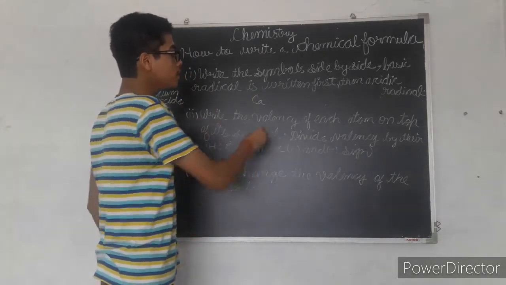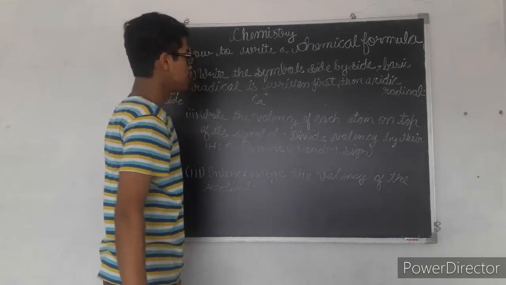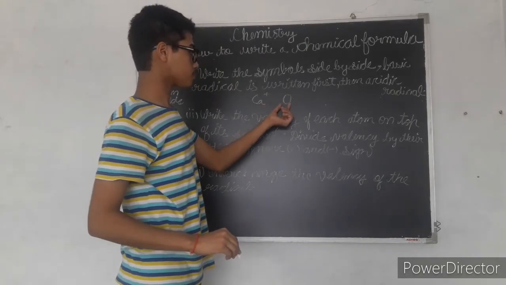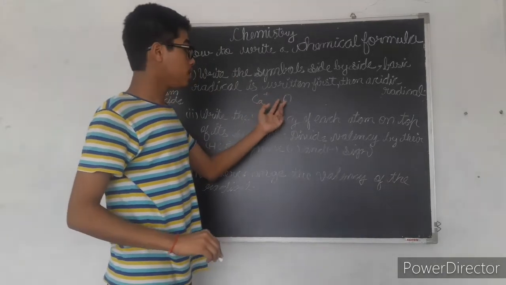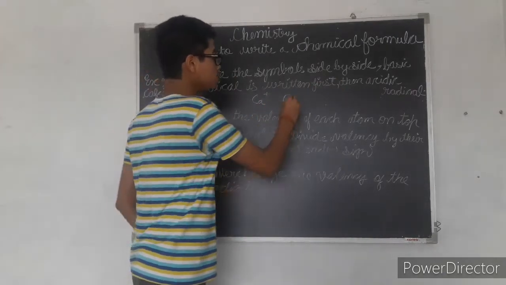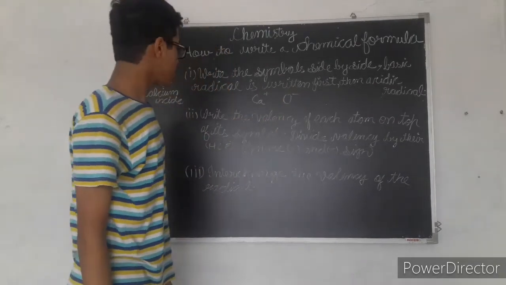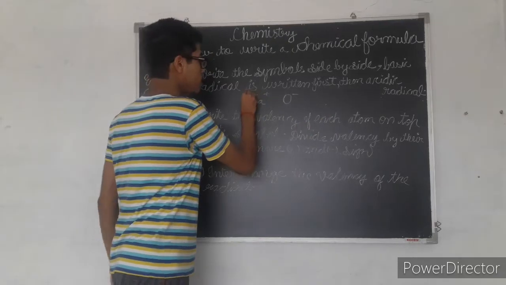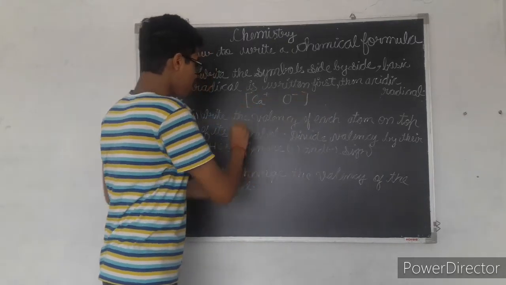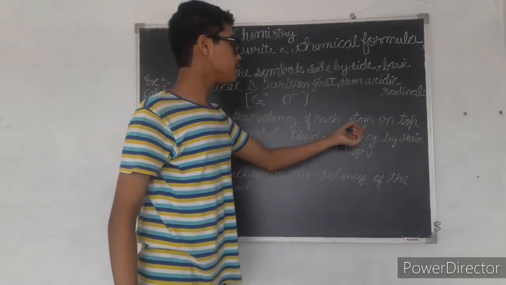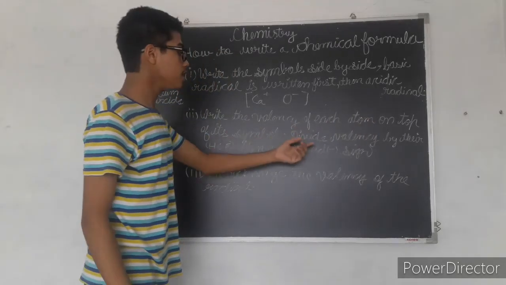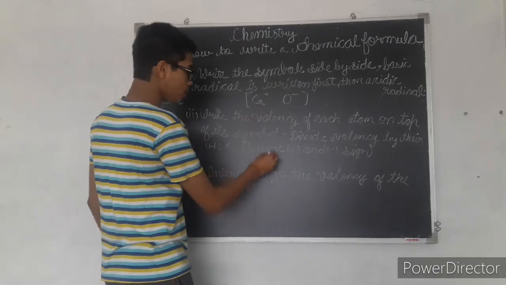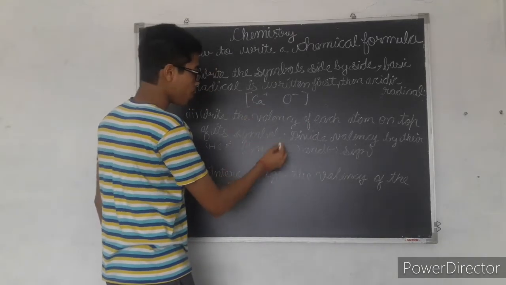It is a basic radical, so it carries positive charge. And then oxygen, O. It is an acidic radical, so it carries negative charge. Now we have to write the valency of each atom on top of the symbol. Divide valency by their HCF. Ignore positive and negative sign. So now we will ignore the positive and negative sign. We will only write their valencies.